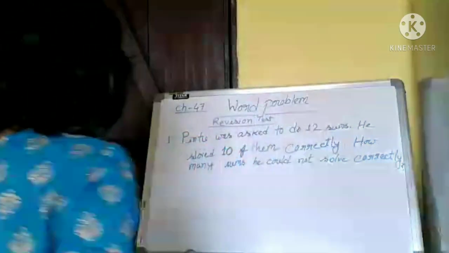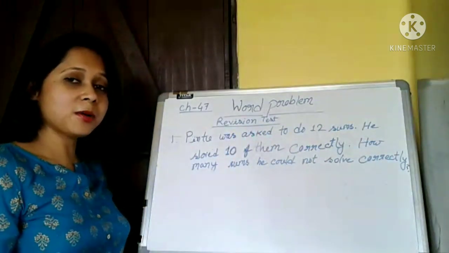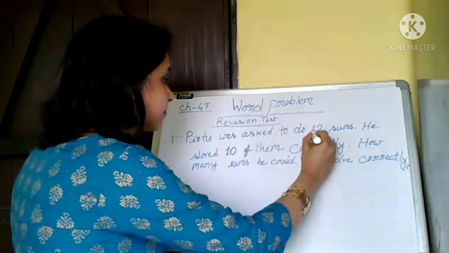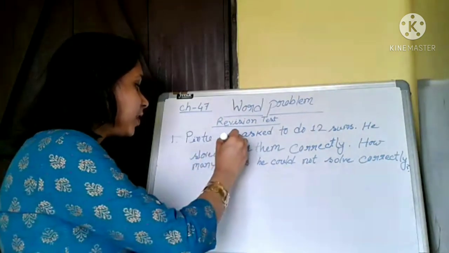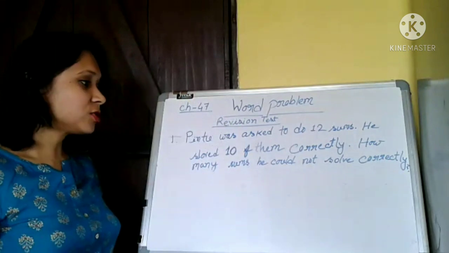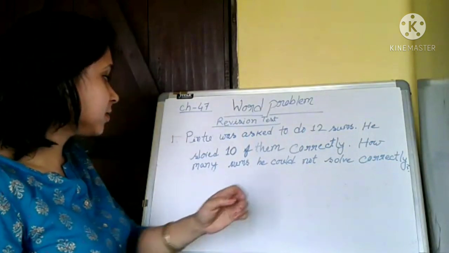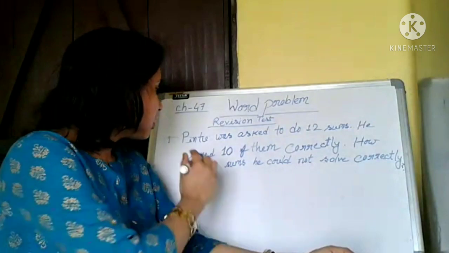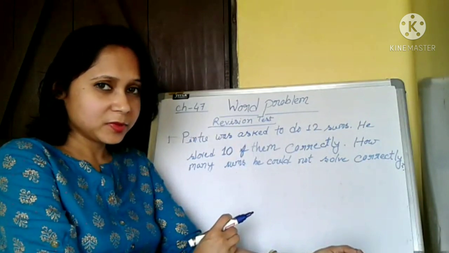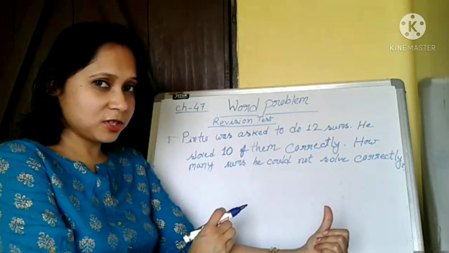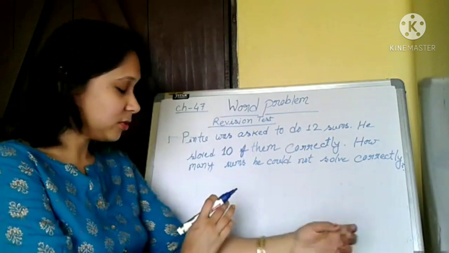Now all of you see, number 1. Pintu was asked to do 12 sums. How many sums? Total 12 sums. But he did not solve all of them correctly. He solved 10 of them correctly. So how many sums could he not solve correctly? You will solve this problem by subtraction. Why? Because first Pintu was asked to do 12 sums, then he solved 10 of them correctly. So if you subtract 10 from 12, you will get how many sums he could not solve correctly.